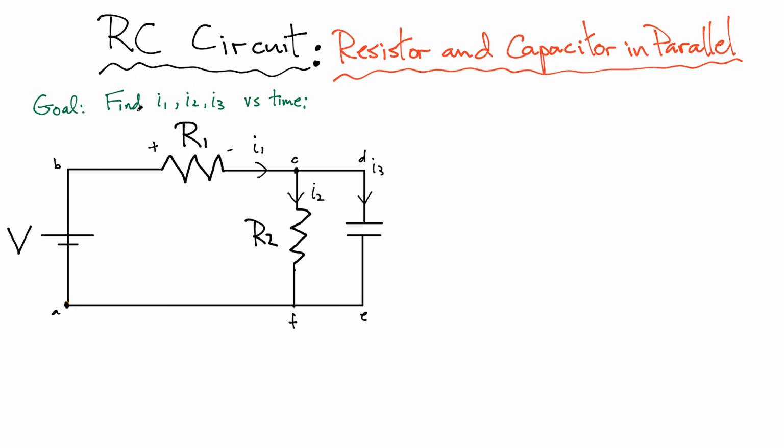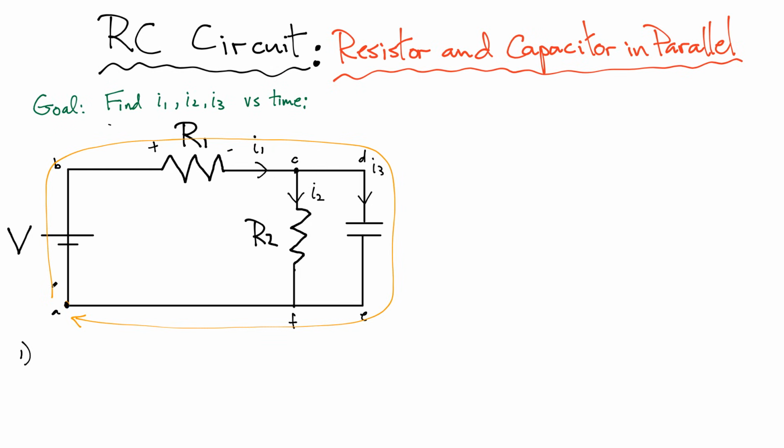Okay, so let's go back to our problem. Now the goal here is to find the 3 currents as a function of time. So let's start with a couple of loops. I've drawn some letters here, A, B, C, D, E, and F, to denote certain points on the circuit. So let's start with a loop rule that goes around the outer edge of the circuit. We're going to start here, go all the way around, and go back to where we started. Let's call that equation 1.